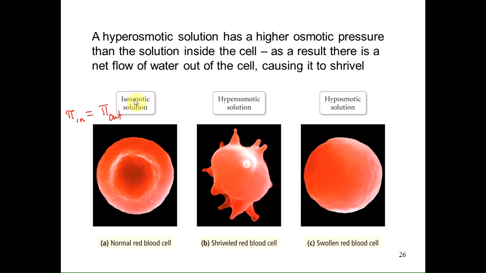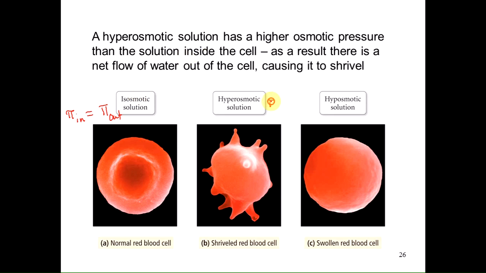Now, a hyperosmotic solution, hyper meaning more, so think of somebody that's hyperactive, they've got more energy. That hyperosmotic solution has a higher osmotic pressure than the solution inside the cell. So as a result, there's going to be a net flow of water out of the cell, causing it to shrivel.